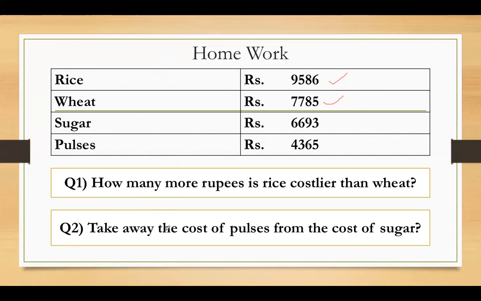Question number 2, take away the cost of pulses from the cost of sugar. So look at the keyword and use the method of subtraction to find out the answer. Okay, so this is your homework. Write down this homework in your notebook, solve these questions, and send me a picture of your answers on WhatsApp.